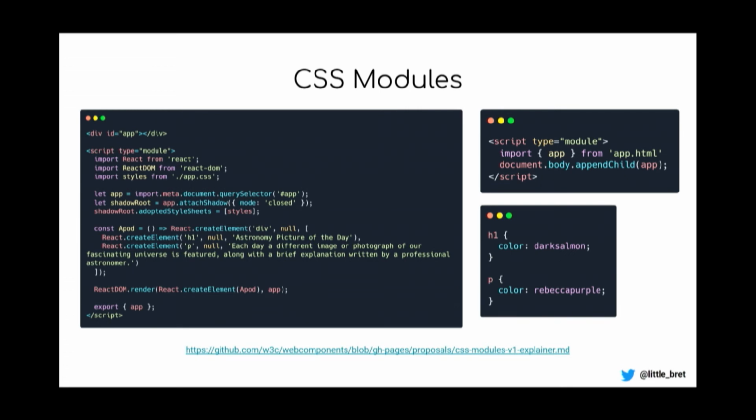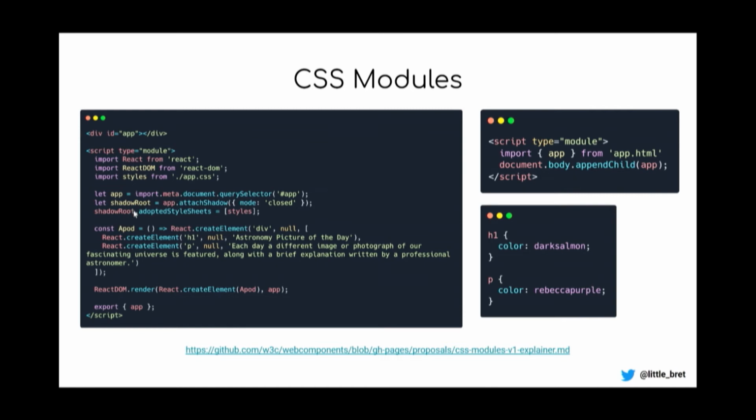So if I can import HTML files, why not also be able to import CSS files? This is another native specification being defined to natively import CSS. If you look inside this code here, it's exactly like the previous example, except I also say import styles from app.css. And this is the CSS file over here. You know, dark salmon, Rebecca purple. Those are standard HTML5 color codes, FYI.